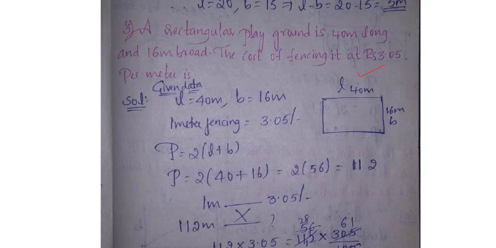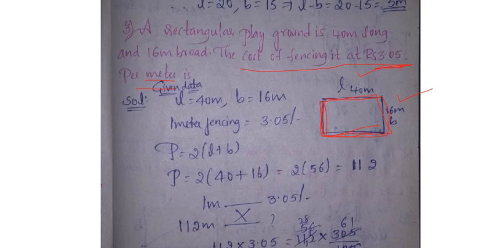Now what are they asking? The cost of fencing it at rupees 3.05 per meter. Fencing means what, friends? Boundary. This boundary will be there, no? Boundary wall, we will say. For fencing this, for 1 meter it will take 3.05 rupees. Then they are asking for this whole thing. Whole fencing means this whole outer boundary, which is called the perimeter.